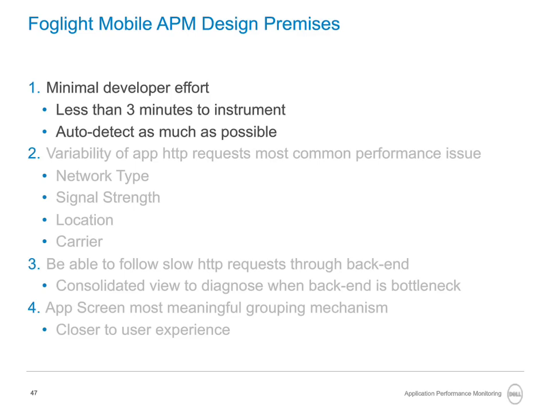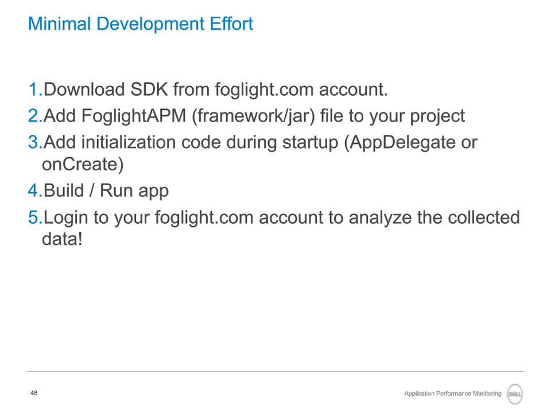Okay, so now I'm going to go through each of these 4 areas in a little more detail. First, the developer effort. It's real simple to get started. All you need to do is sign up for an account on Foglight.com. When you go in, you download the SDK. We support iOS and Android, whichever one you pick. You add that framework or jar file into your project, and add a couple of lines of initialization code in either your app delegate or onCreate, depending on your platform. Build and run your app, and we're going to start collecting data. You can log in to your account and start seeing what you're seeing. Then as you get comfortable with where that stands, you push that out through the App Store. Data will be collected. Very simple to get started.